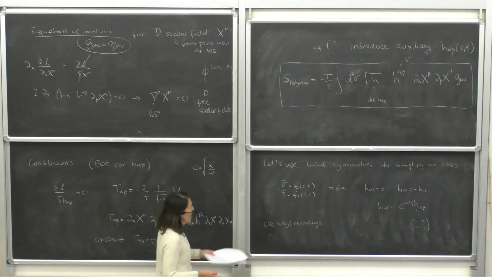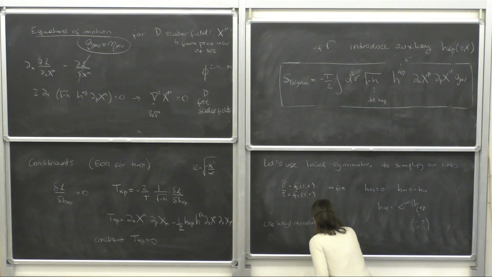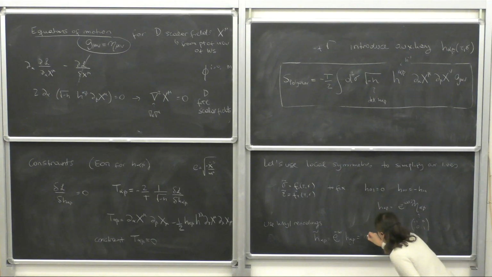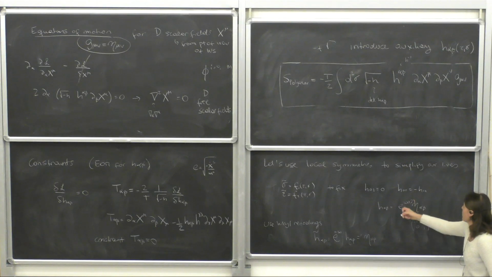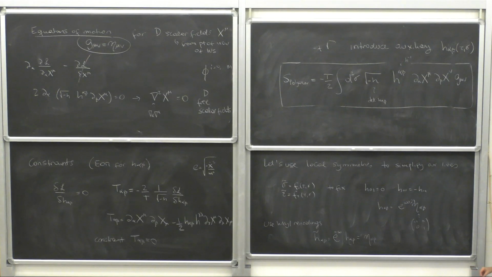And then you can use Weyl rescalings to get rid of it. I define H tilde alpha beta equals e to the minus omega H alpha beta, and this is then eta alpha beta. So this e to the omega, this overall thing, I can reabsorb by doing a Weyl rescaling. By using the 3 local symmetries that we have, we can fix the 3 components of the metric to be minus 1, 1, and 0.